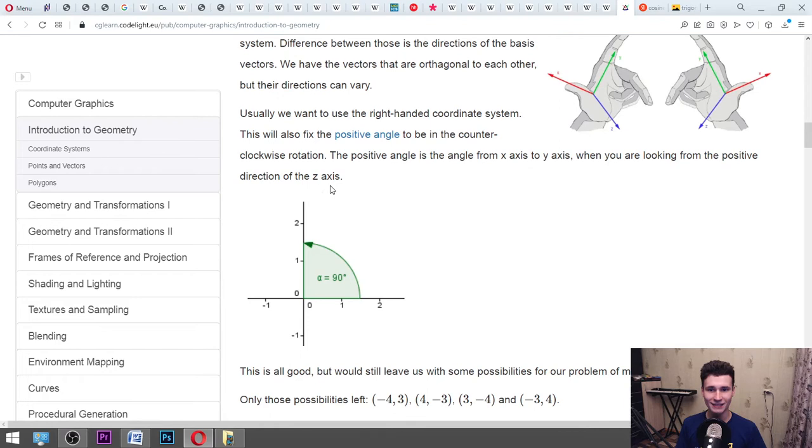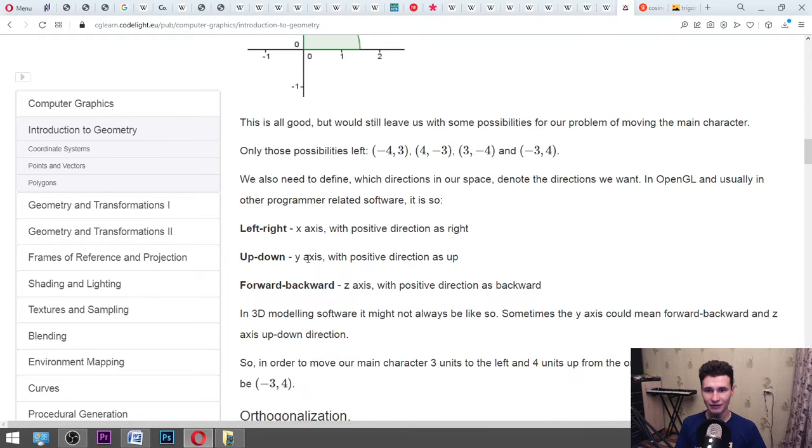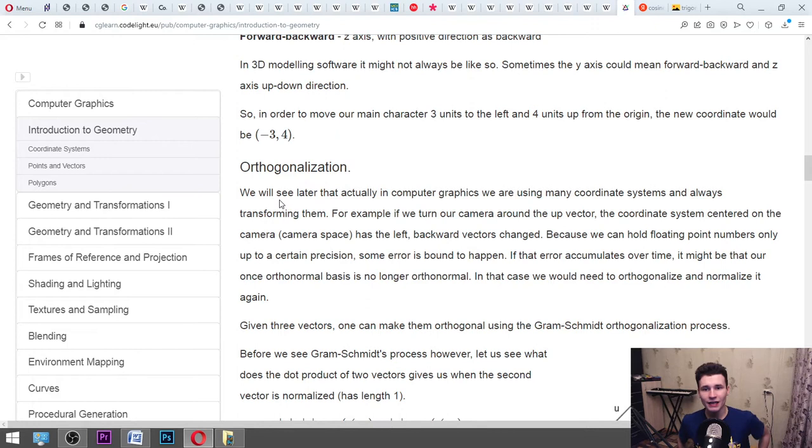And also left to right, up, down, forward, backward, orthogonalization, and what is it? We'll see later that actually in computer graphics we are using many coordinate systems and always transforming them. For example, if we turn our camera around the up vector, the coordinate system centered on the camera, camera space, has the left and backward vectors changed, because we can hold floating point numbers only up to a certain precision.